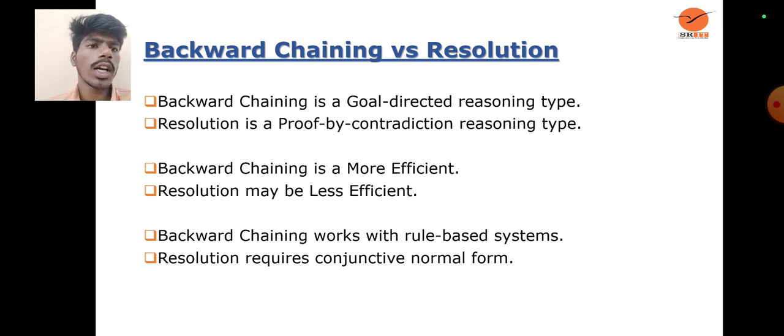Now, backward chaining versus resolution. Backward chaining is a goal-directed reasoning type. Resolution is a proof by contradiction reasoning type. Backward chaining is more efficient, while resolution may be less efficient. Backward chaining works with a rule-based system. Resolution requires conjunctive normal form.